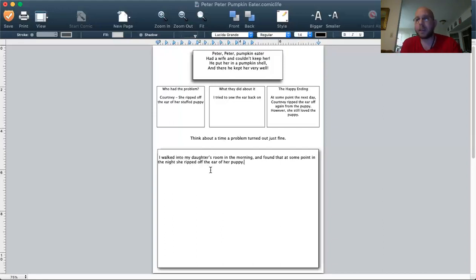So what do I see? I see that she ripped off the ear to her puppy. So I can go ahead and keep it like that and make it very short, or I can add another one of my five cents sentences. So I'm going to go ahead and put it here. I didn't hear my daughter crying. In fact, I'm not sure she even noticed the ear missing yet. Okay, so now I have two of my five senses represented in this paragraph.